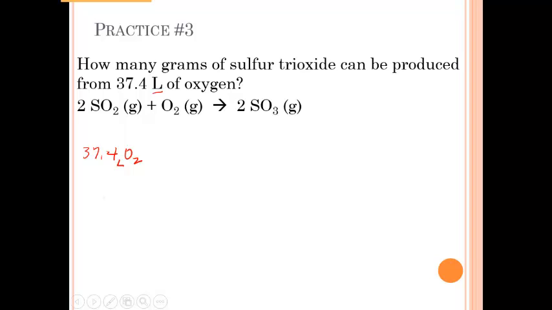You're then going to want to use your mole to mole ratio and go from moles of oxygen to moles of sulfur trioxide. Make sure you're doing the trioxide. And then from there, once you have moles of the sulfur trioxide, we can convert moles to grams, but you are going to need the molar mass of sulfur trioxide. So that's something that you're going to need to calculate off your periodic table, because you're going to need that.